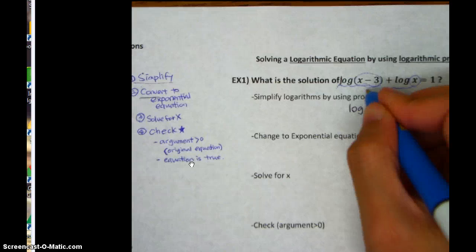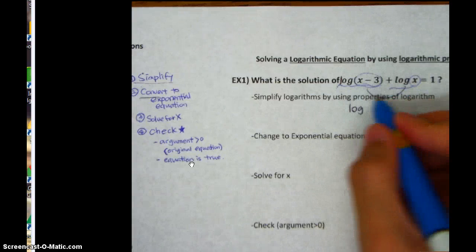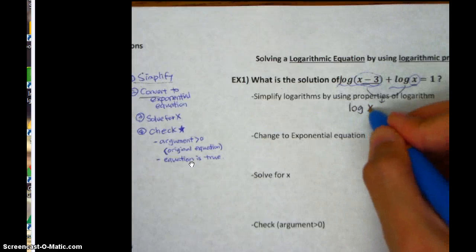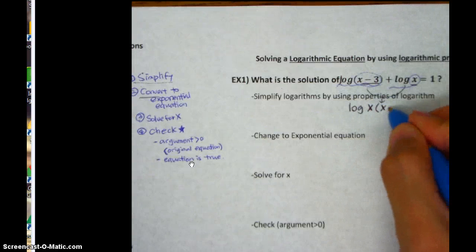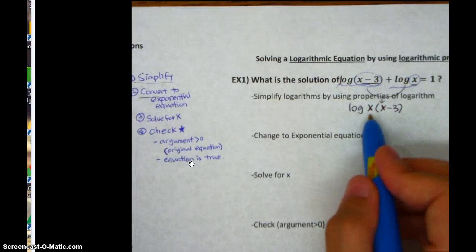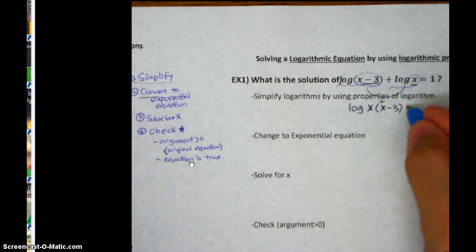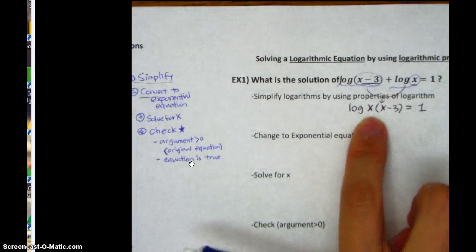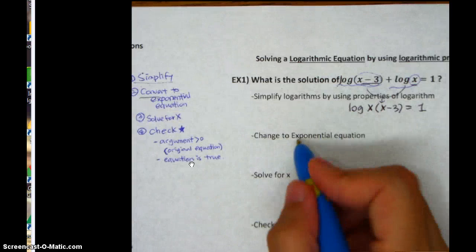So I can combine these two logarithms to log x minus 3 times x. I'm just going to write x in front and then x minus 3 later, because that's more conventional than writing x minus 3 times x, is equal to 1. Now we have one single logarithm. We can convert this to an exponential equation.